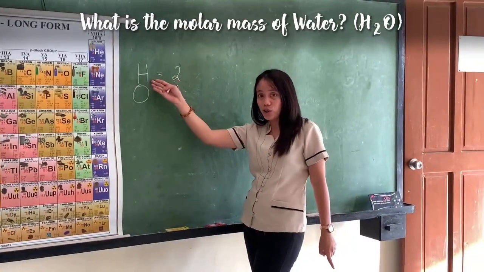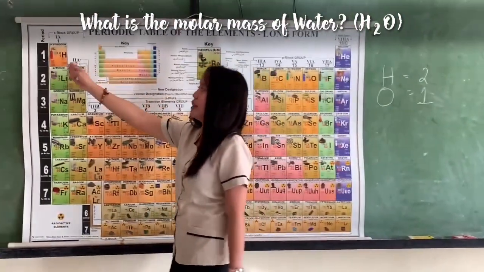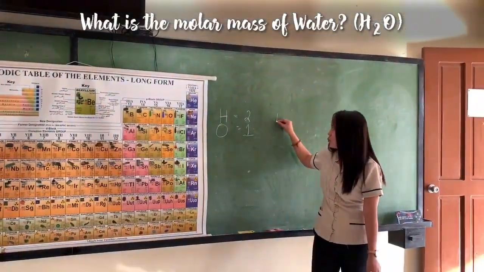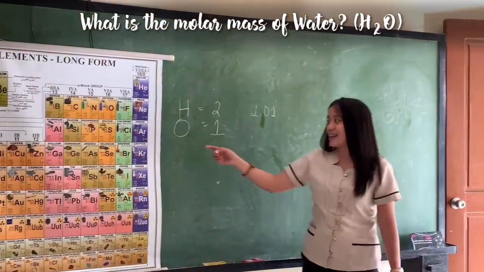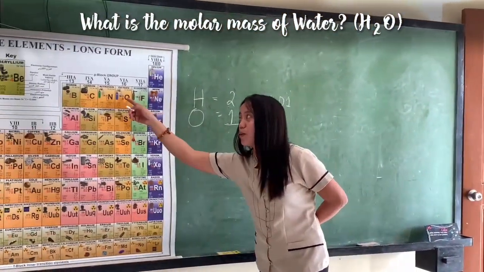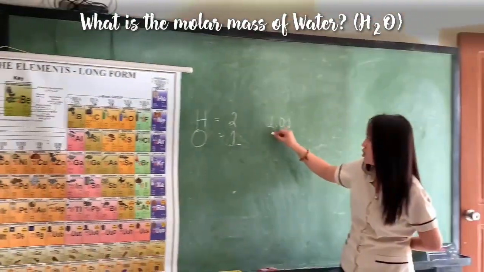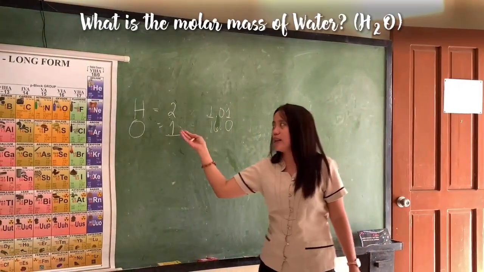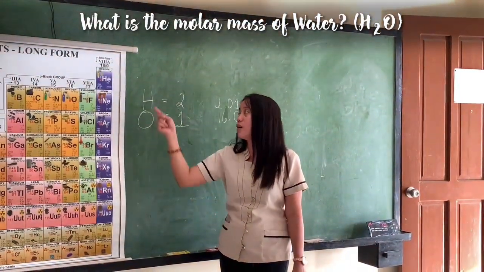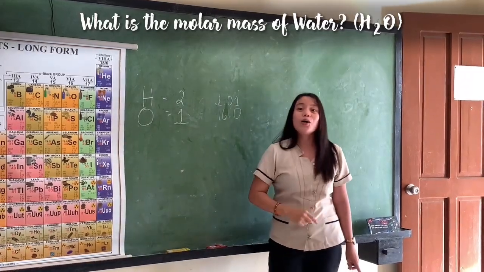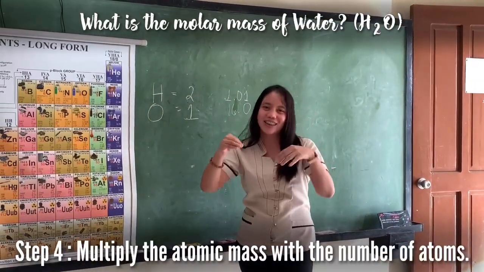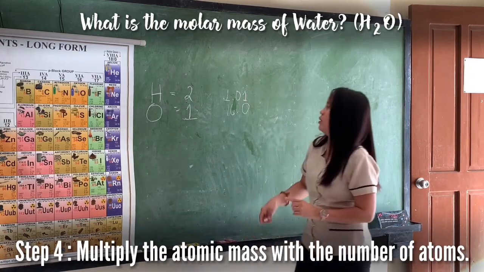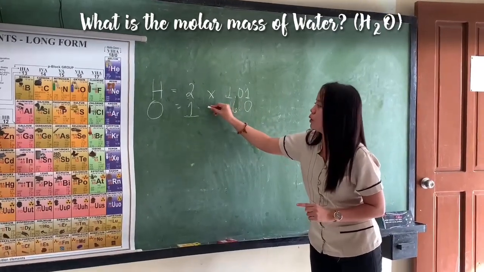So, for hydrogen, the atomic mass is 1.01. So, write it down here. The second element, oxygen, its atomic mass is 16.0. After finding or writing the atomic mass of each element, let's proceed with step number 4. Multiply the atomic mass with the number of atoms. Just multiply this one, multiply the other one.